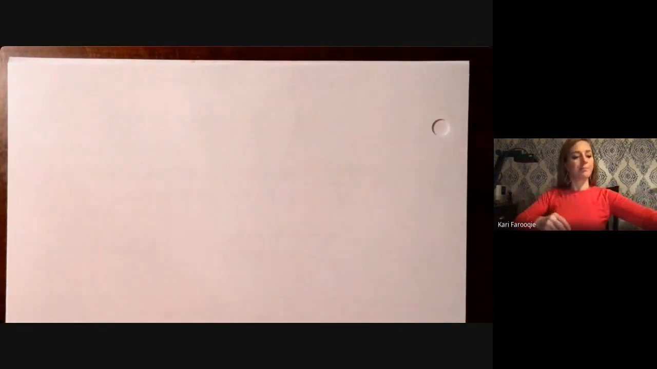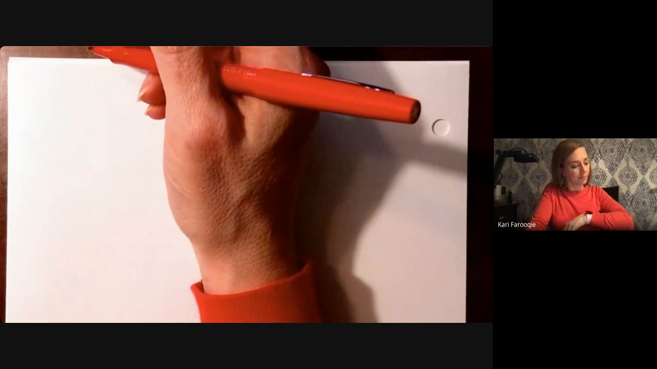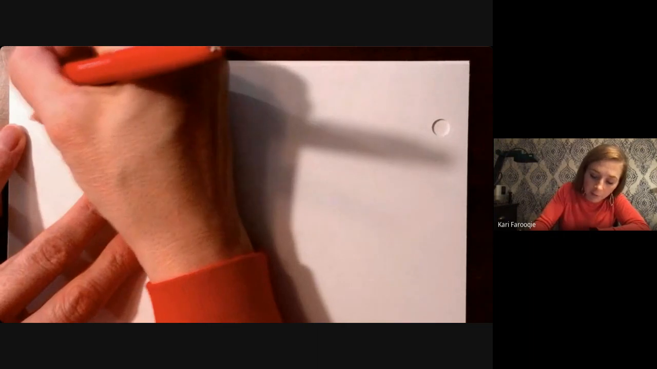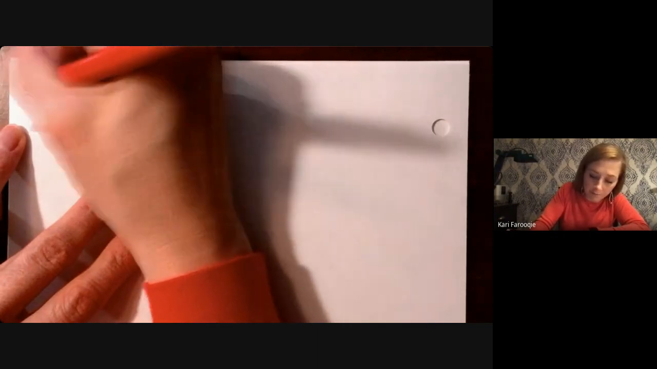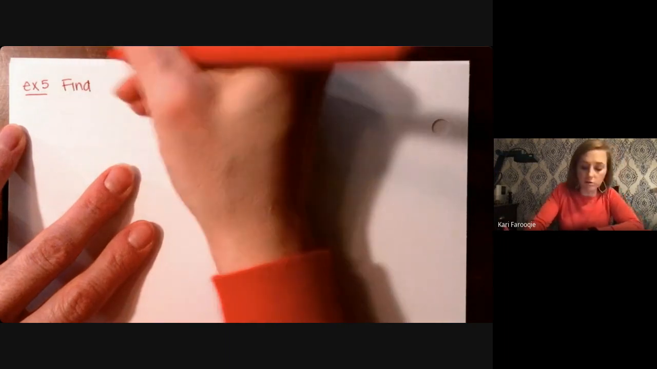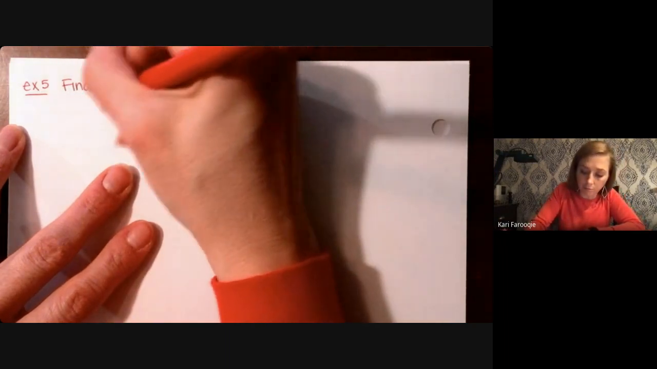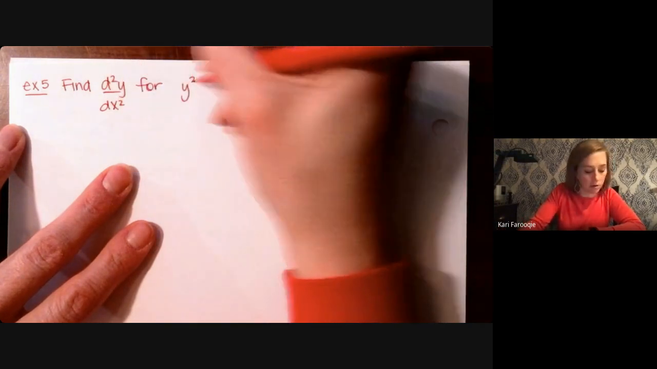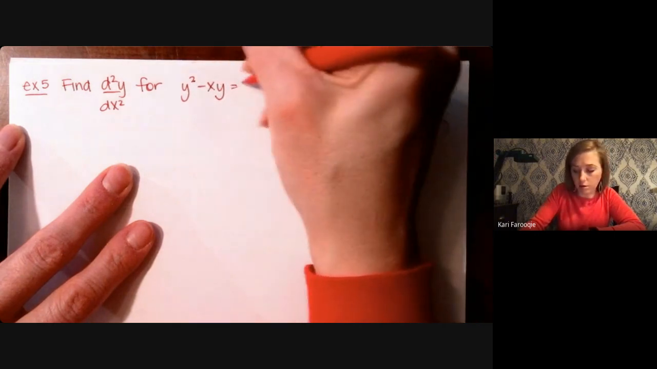Okay. So let's see. All right, last one. We are going to find the second derivative. Yes, it's like, wait a second, did I do one just like this? No. Example 5, we'll call this. Find the second derivative for y squared minus xy equals 8.